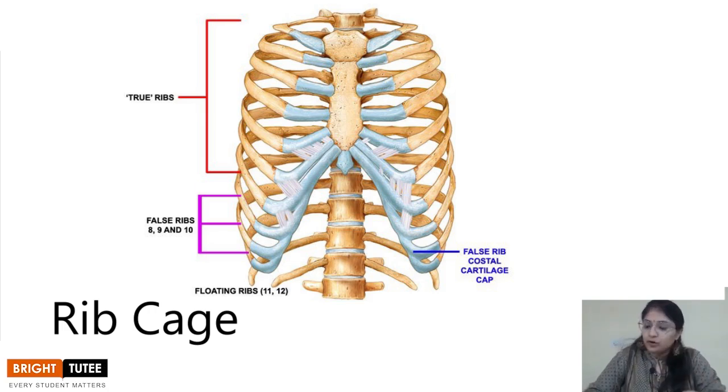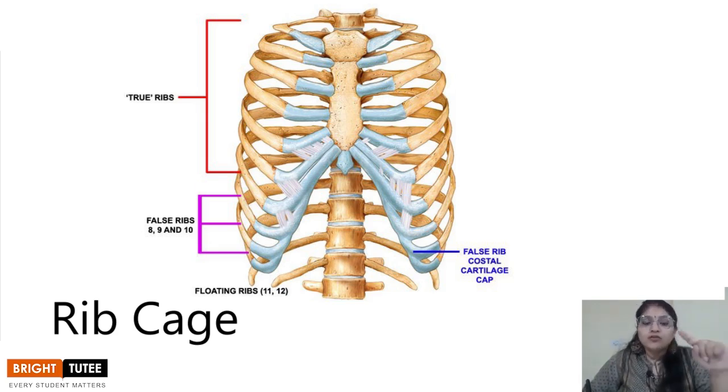It plays a very important role. This rib cage protects important organs. What are those important organs? They protect the lungs and heart. So these are two very vital organs in our body which are protected by the rib cage.